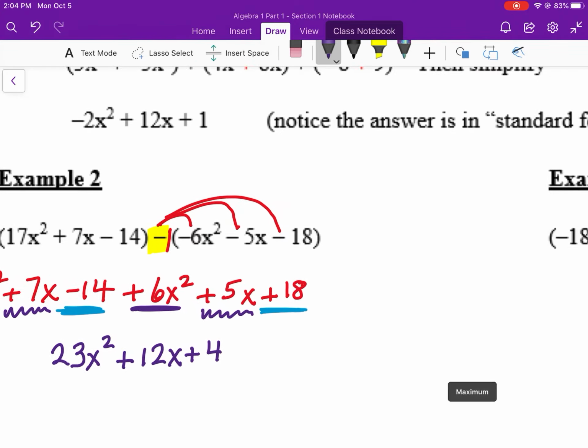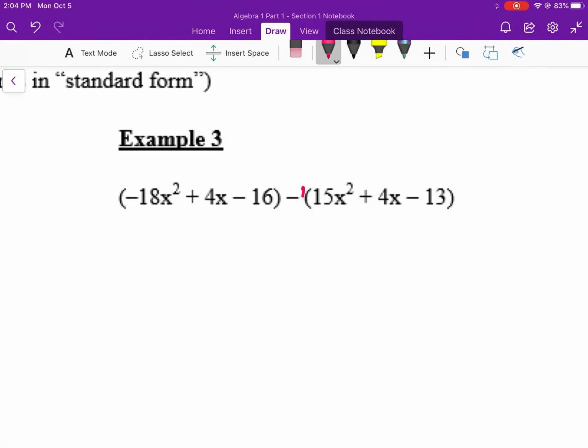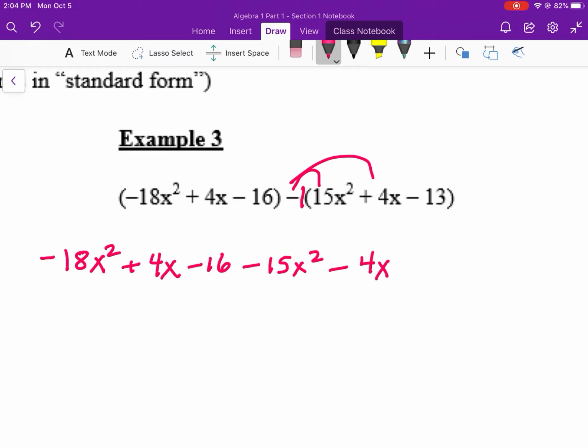Okay, so we're going to distribute the negative sign. So again, I have a -1 here, nothing in front here, so I just rewrite that as -18x squared plus 4x minus 16. Now distribute. -1 times 15 is -15x squared. -1 times positive 4x is -4x. And -1 times -13 is positive 13.